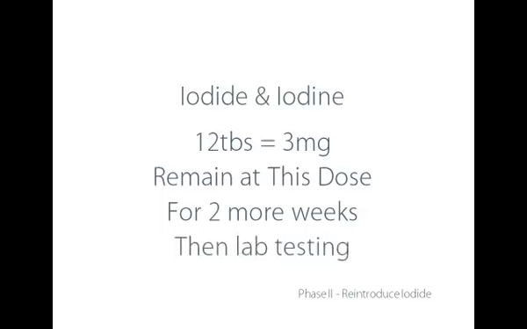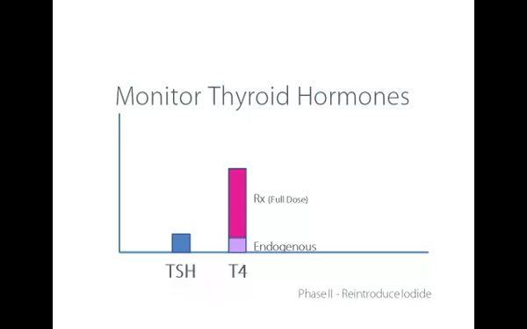We want to find out a few things with lab testing. One is, how much TSH is the pituitary making now? How much T4 is the thyroid making now? And also we want to know about your antibodies, to see if they've increased. So this is what usually happens. Here it is, the beginning of phase 2.